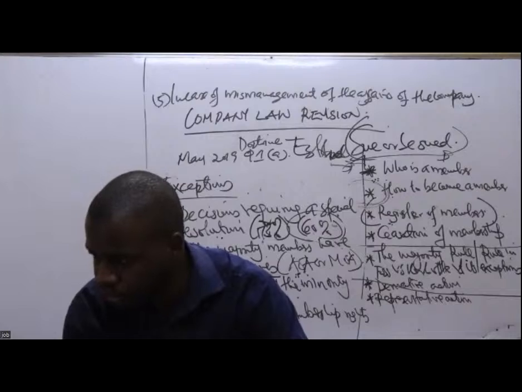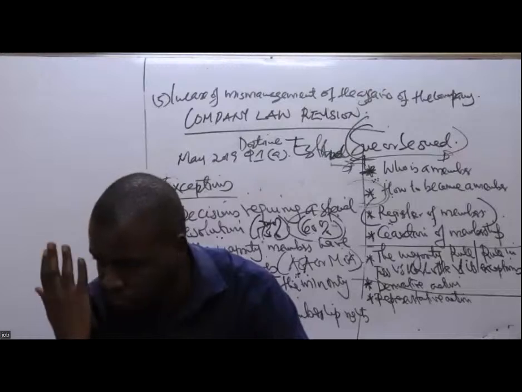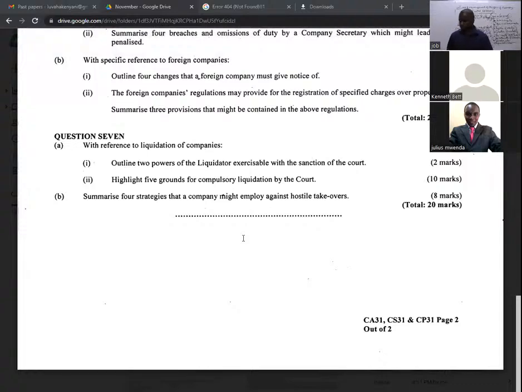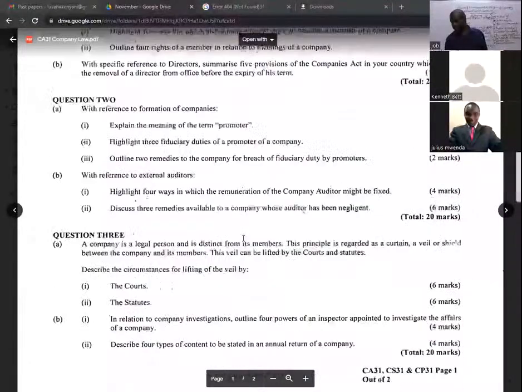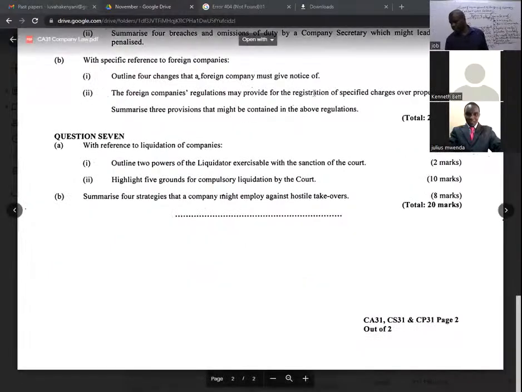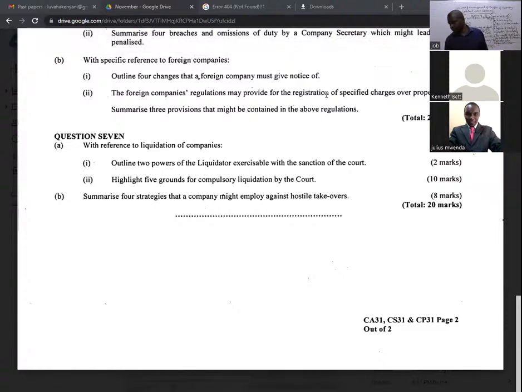So I want us to look at this question. It is just from the same sitting, but now it's question number 7B, November 2019, question number 7B. So hope you can be able to see it.